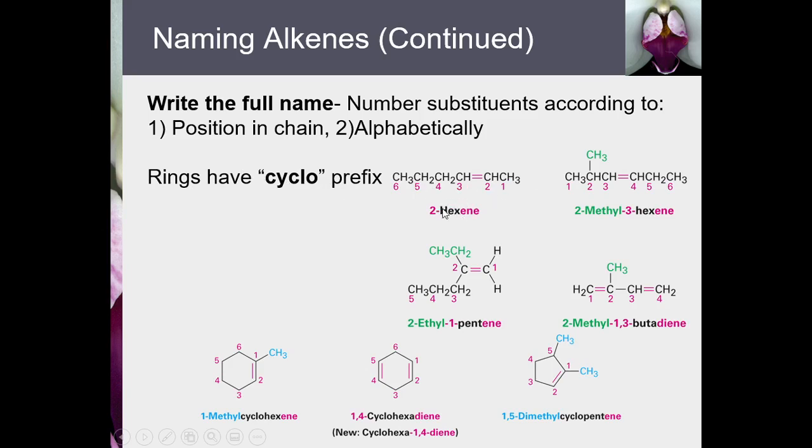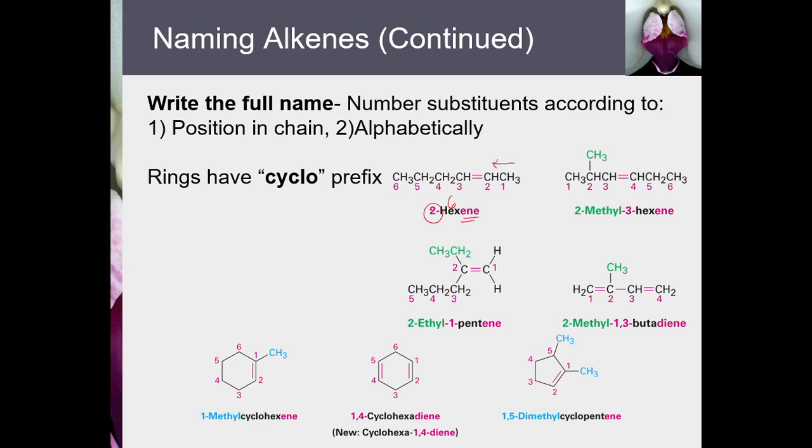So this one is given the name 2-hexene, because if you start from this side, you will encounter a double bond between 2 and 3. So the direction is from right to left. The first thing you do is count how many carbons are in the parent chain. We have 6, so that's why it's hex. And then we use the suffix "-ene" because this is an alkene.